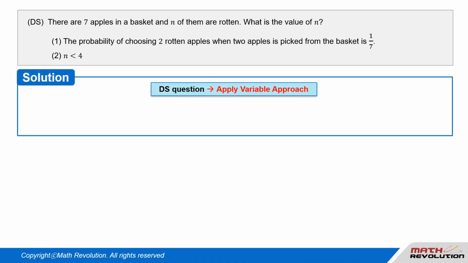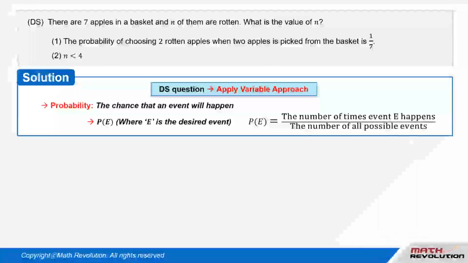Solution. Now let us solve this DS question through the variable approach. Definition of probability. Probability is the chance that an event will happen and is given by the probability of E, where E is the desired event. Probability of E is equal to the number of times event E happens over the number of all possible events.